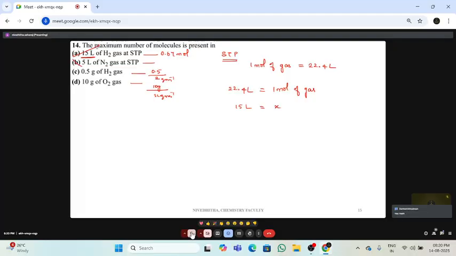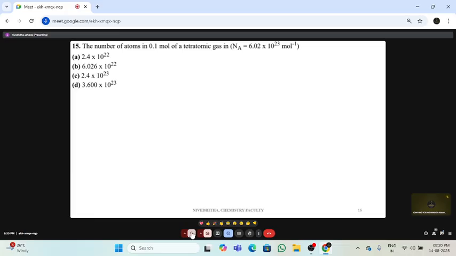Any doubt? Fine. Next question. I think we have solved this pattern of problem already. The number of atoms in 0.1 mole of tetraatomic gas is dash. They are talking about tetraatomic gas. What it means? One molecule contains 4 atoms. Please solve this problem and let me know the answer.